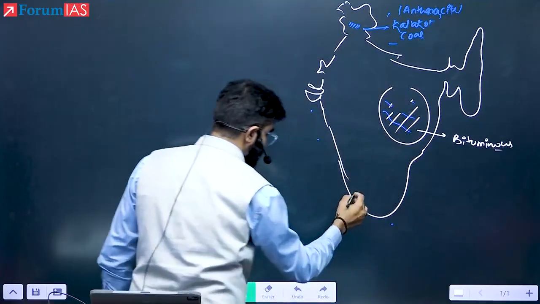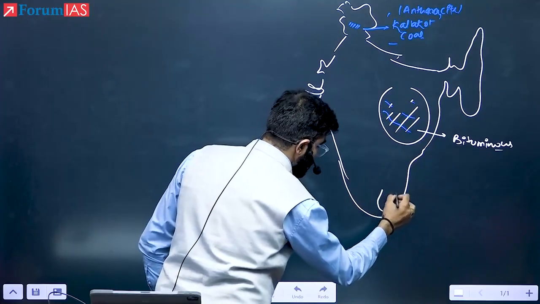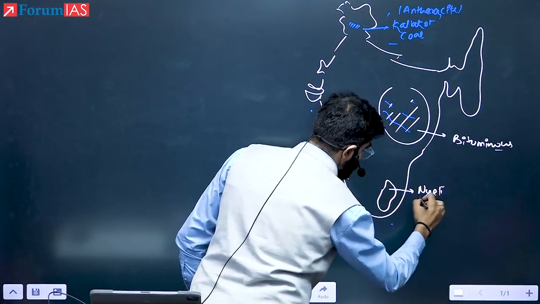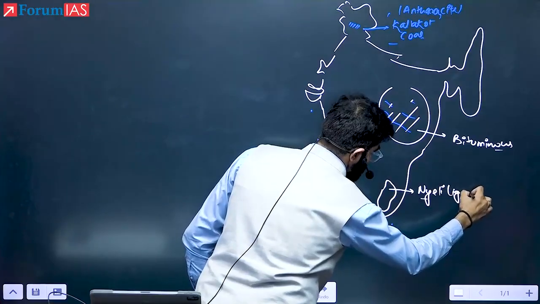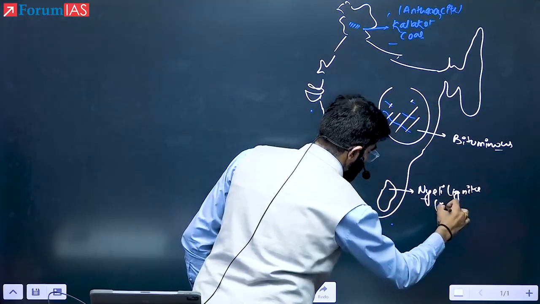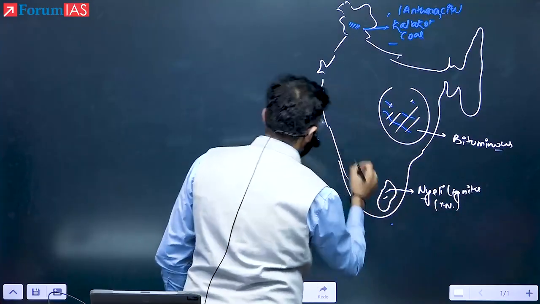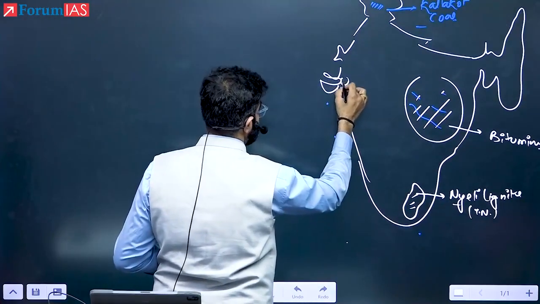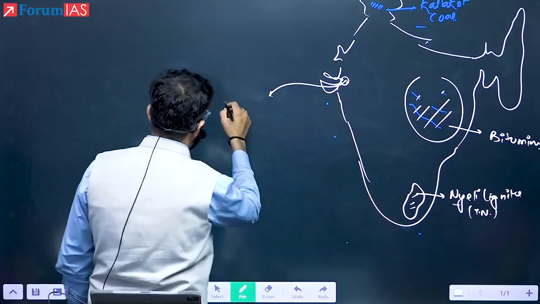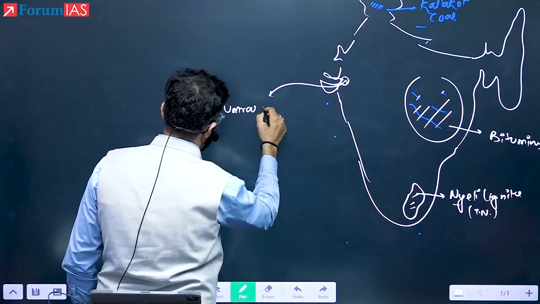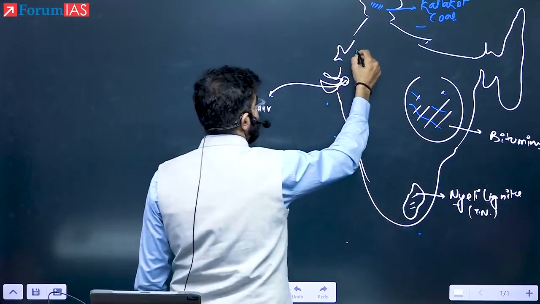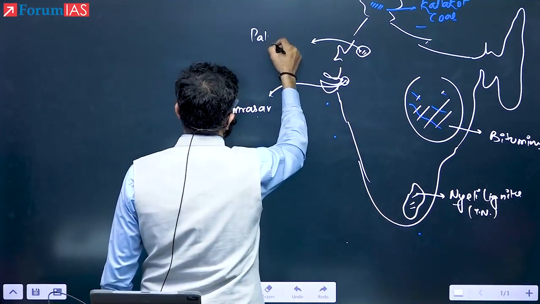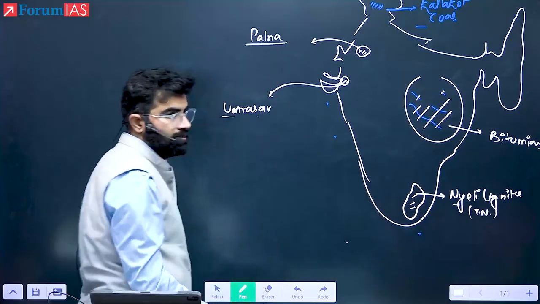And now I am marking the lignite coal. Here the very famous Neyveli lignite. Where is it? Tamil Nadu. Then we have another area. For example, here in Gujarat, you have the Umrasar. That is also famous for lignite. In Rajasthan, we have Palana. This is also famous for lignite.